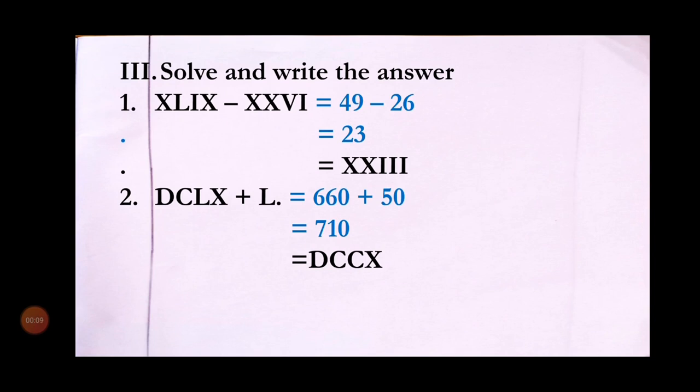DCLX is equal to 660 plus L for 50. So you have to add it together. We get 710. So DCCX.